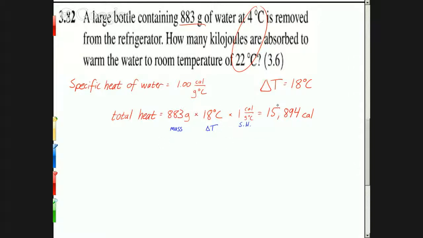When would that be different? When would you have to worry about that? Yeah, if it's something else. If it's something that's not water. Other things are going to have different specific heats.